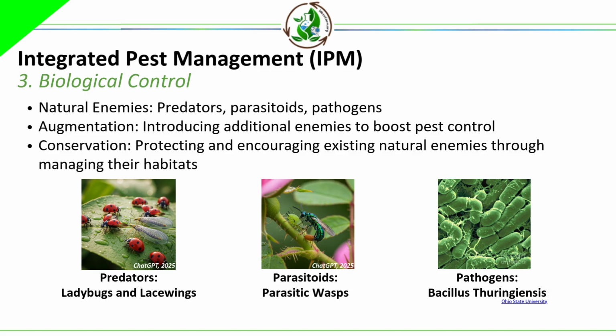What makes biological control so powerful is how targeted it can be. Instead of wiping out everything in sight, these natural enemies focus on the problem pest. That's why biological control is such an important tool in sustainable farming. It lets nature do a lot of the work, while keeping ecosystems healthier in the long run.